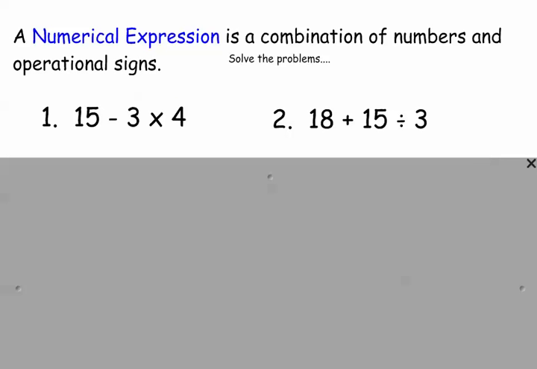All right, so if I look at this problem, a numeric expression is a combination of numbers and operation signs. You really don't have to write that down. You just have to know that numeric means number, and expression is just a combination of number and operation signs. What you do need to know is an expression does not have an equal sign. If you notice, there is no equal sign. And we're going to talk more about expressions and equations a little bit later. But right now, a numeric expression has both numbers and operational signs.